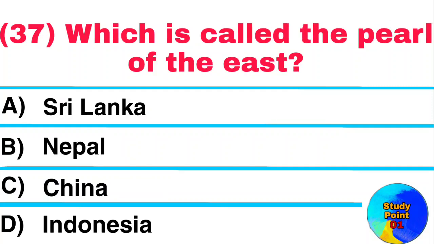Question. Which is called the Pearl of the East? A. Sri Lanka. B. Nepal. C. China. D. Indonesia.